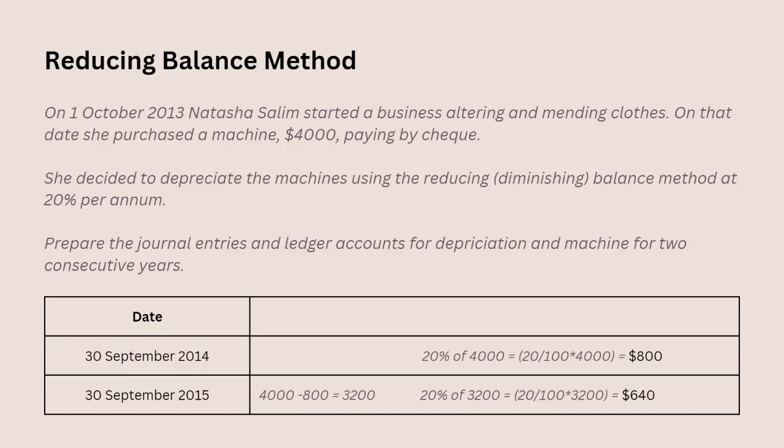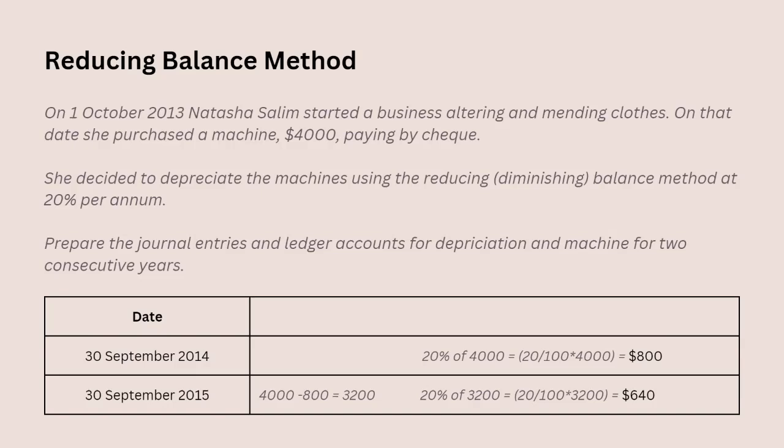So what we do is we reduce the value of the asset every year, and then on the base of that, we do the calculation. On the other hand, the principal amount every year was same in the last question. But in this question, the value is going to change every time. So the new value in 2015: the value of the asset was 4,000 minus 800, which was 3,200. Now I'm going to calculate depreciation on 3,200. It's going to be 20% of 3,200, which is equal to 640.